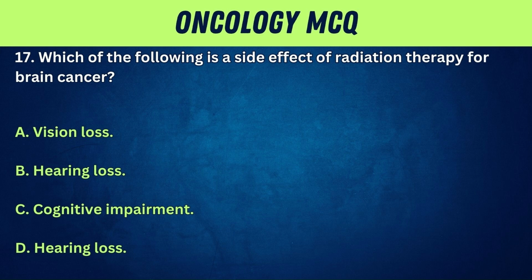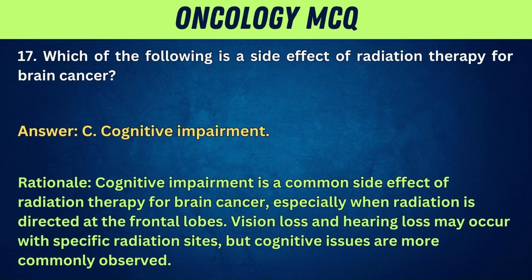17. Which of the following is a side effect of radiation therapy for brain cancer? A. Vision loss. B. Hearing loss. C. Cognitive impairment. D. Hearing loss. Answer: C. Cognitive impairment. Rationale: cognitive impairment is a common side effect of radiation therapy for brain cancer, especially when radiation is directed at the frontal lobes. Vision loss and hearing loss may occur with specific radiation sites, but cognitive issues are more commonly observed.